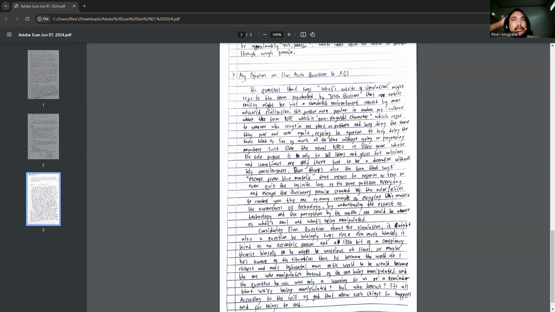Speaking of simulated reality, I also found that simulated reality is referring to the popular term by the philosopher Nick Bostrom. Yeah, this guy's a philosopher. So this guy thinks that our entire reality might be just a simulated environment created by a more advanced civilization. This is very popular in modern pop culture, where the term NPC, which is non-playable character, refers to someone who stays in one place or keeps doing the same pattern over and over again. So that might refer to a person stuck in the simulation loop, like the NPC in video games.